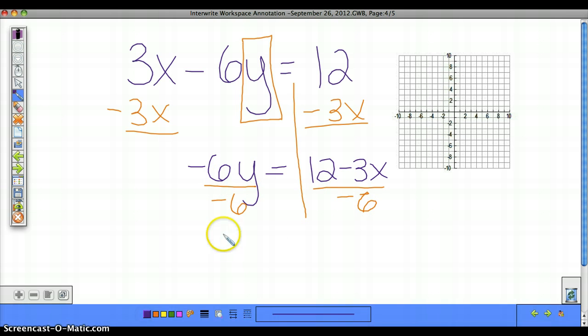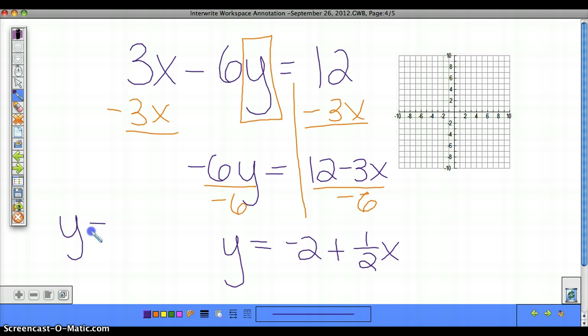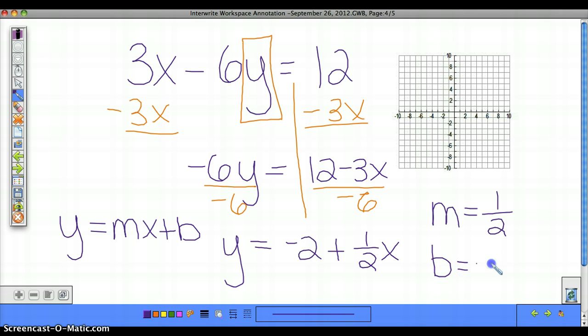This gives me just y. 12 over negative 6 simplifies to negative 2, and negative 3x over negative 6 simplifies to 1/2 x. Now I am in slope-intercept form. My slope is 1/2, and my y-intercept is negative 2. So to start my graph, I'm going to go to where my y-intercept is, 0, negative 2.